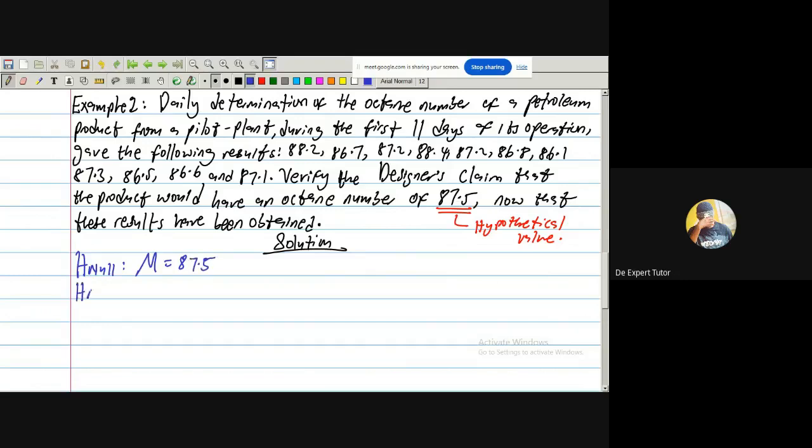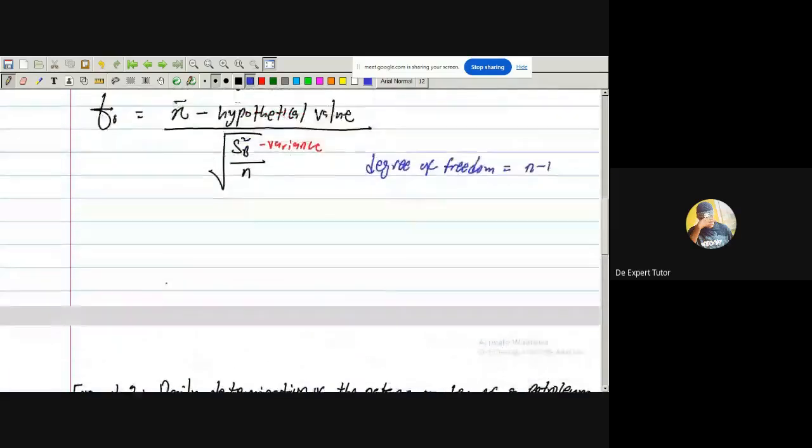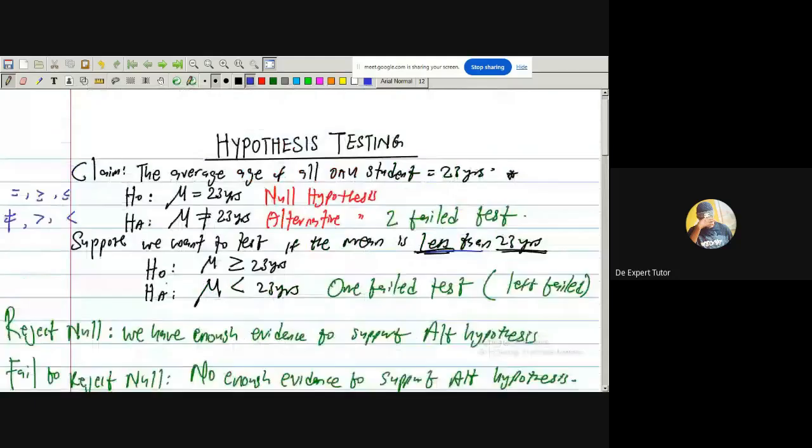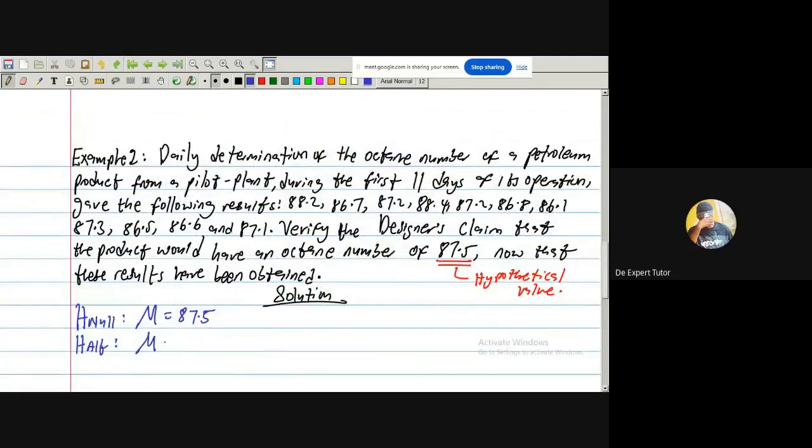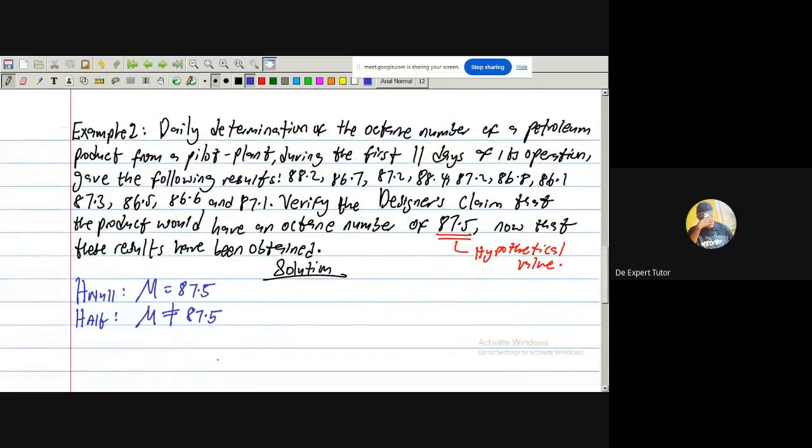And then what will be the alternative hypothesis? Well, less than or greater than? No, check what I did there. When I have equal to, what did I put in my alternative? Not equal to. Exactly. That is, the mean is not equal to 87.5. This is the claim, this is the alternative hypothesis. Nice. Firstly, let us find the mean.